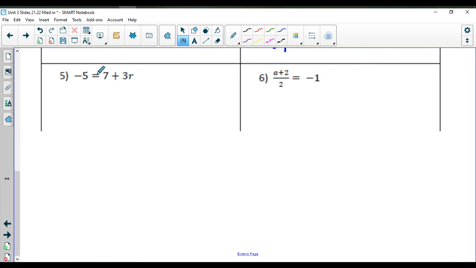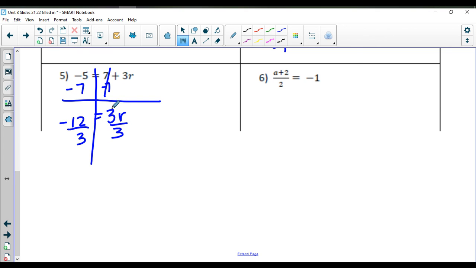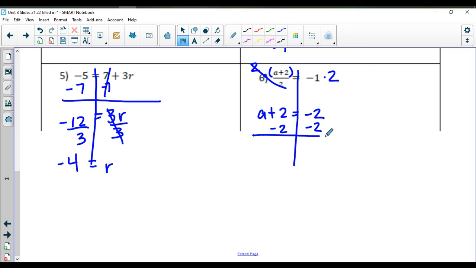2 more. Number 5, subtract the 7. This is our rule buster one, remember. 3r is positive, so we don't have to put a plus first. Negative 5 and negative 7 is a negative 12, so we divide by 3 on both sides. R equals a negative 4. Last one, rule buster, junk in the trunk. Multiply by 2, multiply by 2. A plus 2 equals negative 2. Subtract 2. And A equals negative 2. Negative 2 is going to give me a negative 4. And there you have it.